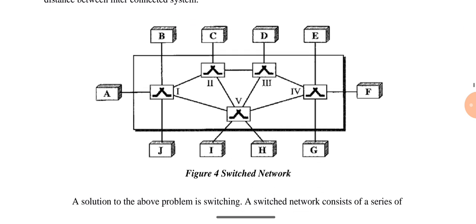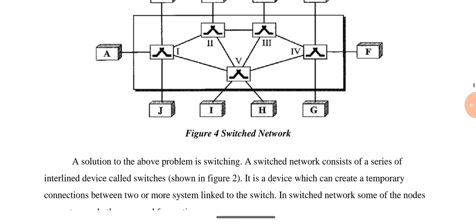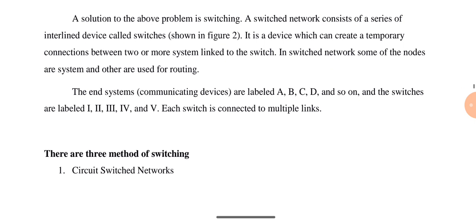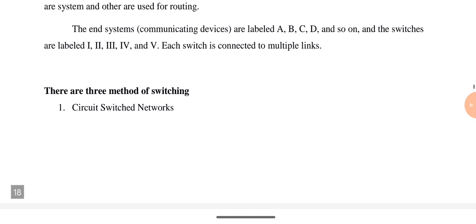Here you can see the diagram of a switched network. A solution to the above problem is switching. A switched network consists of a series of interlinked devices called switches. It is a device which can create a temporary connection between two or more systems linked to the switch. In switched networks, some of the nodes are end systems and others are used for routing. The end systems are labeled A, B, C, D and so on, and the switches are labeled in Roman numerals, I, II, III, IV and V. Each switch is connected to multiple links.